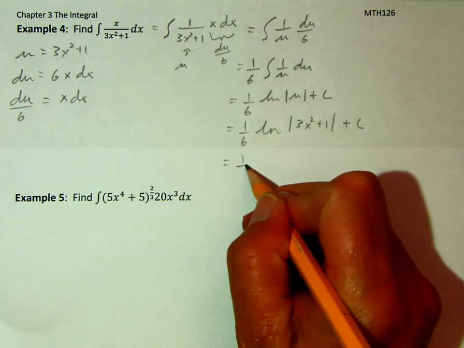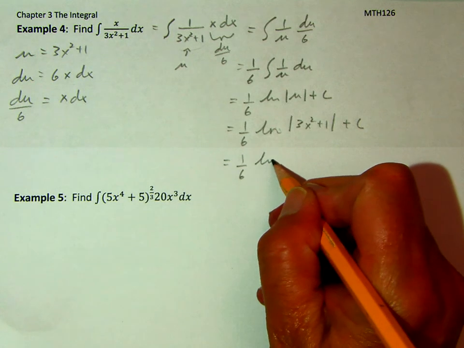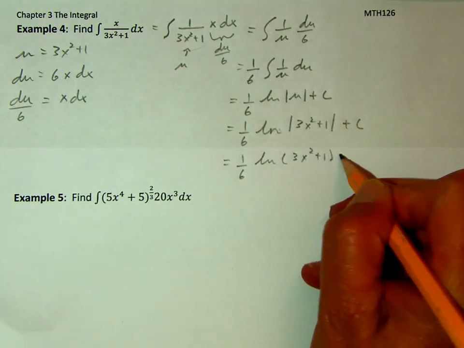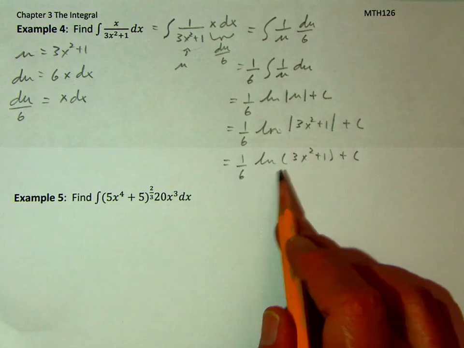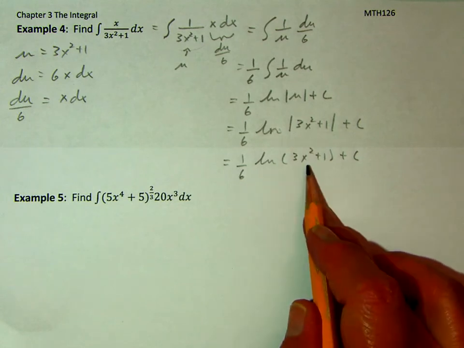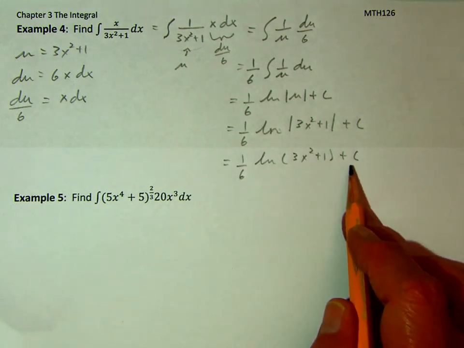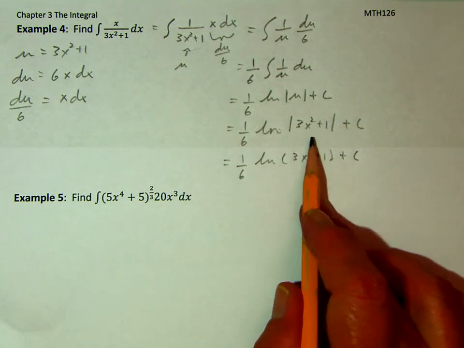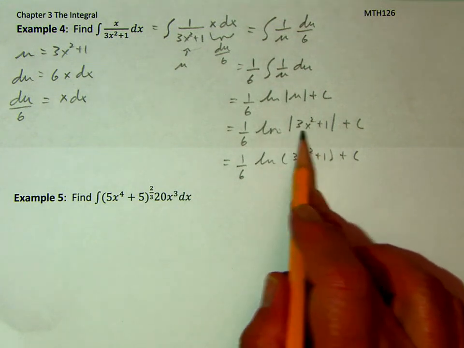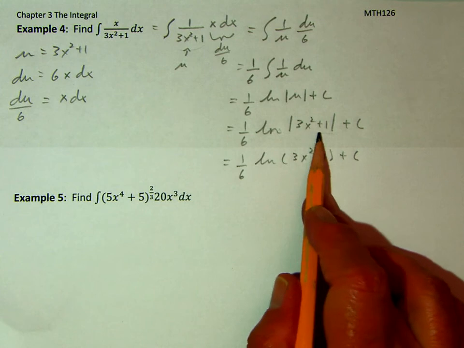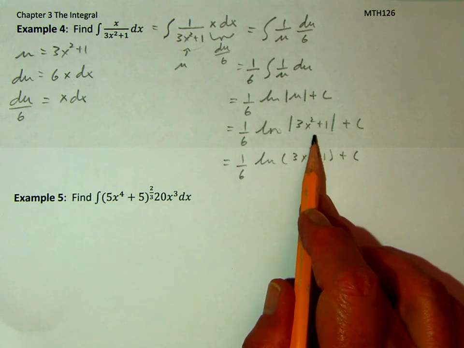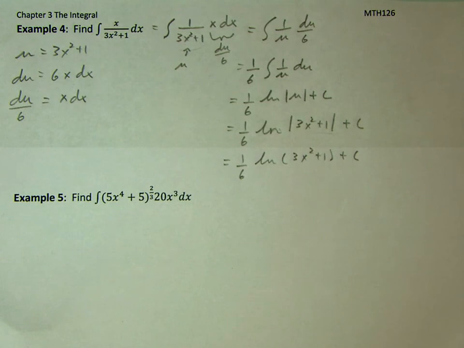So in this particular case, I could rewrite this as 1/6 the natural log of 3x squared plus 1 plus c. The only time you can get rid of these absolute values is if there's no way that what's on the inside here, the argument, could be negative. Let's do another example.